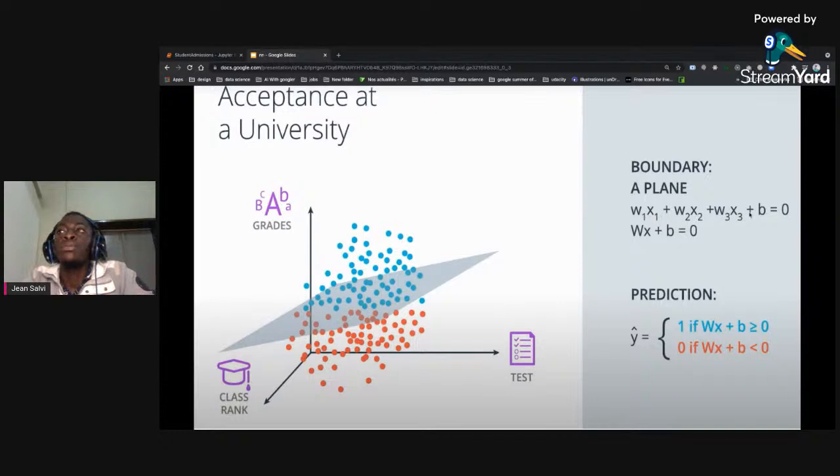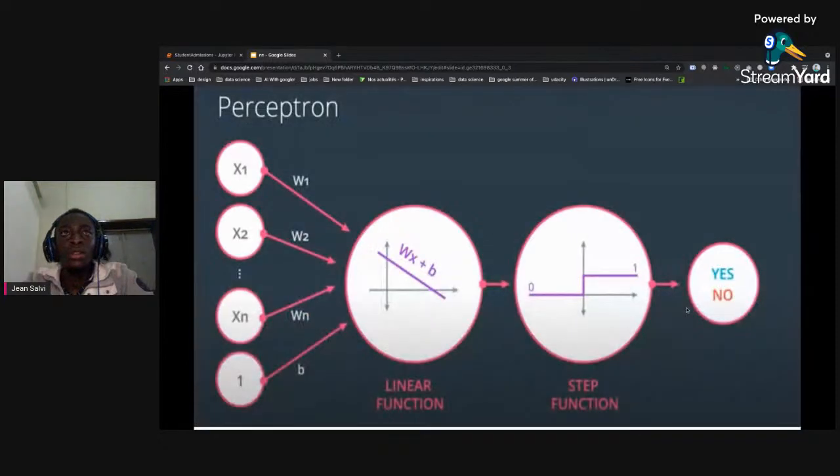Given the inputs, we have w1, w2 up to wn plus b. This is simplified with a vector w, which is the weights, and x, which is the vector of inputs, and bias, which is pretty much equal to 0. A very simple function actually.